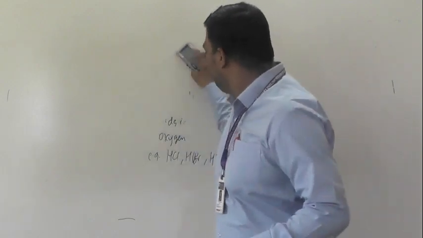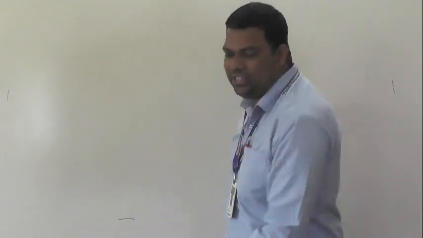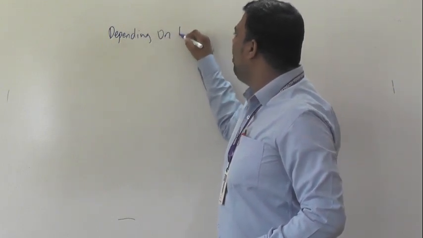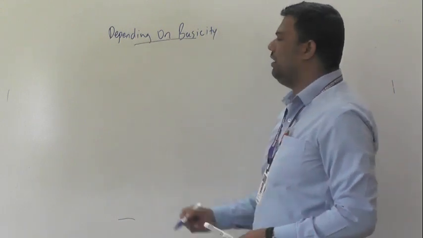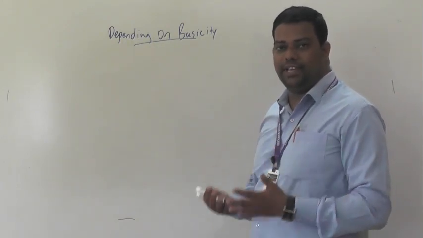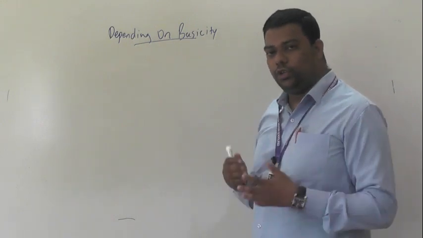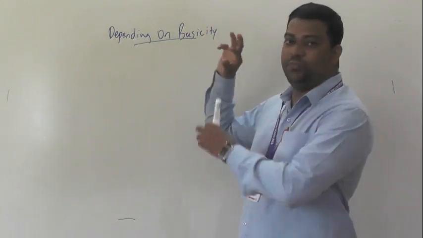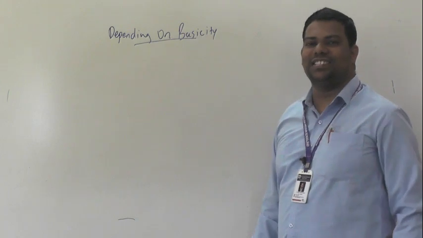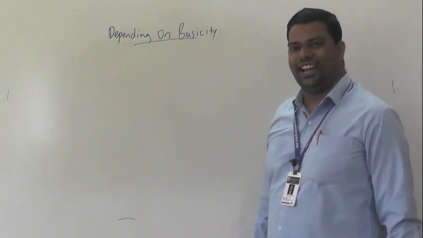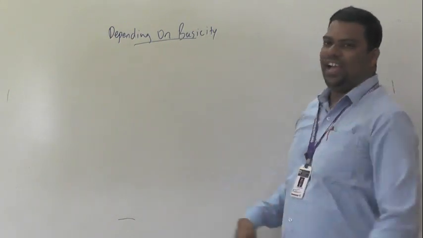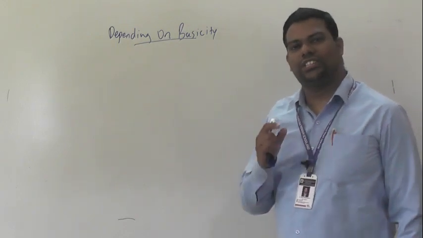Next, the last one, depending on basicity: monobasic acid, dibasic acid, tribasic acid. First we will discuss what basicity is. Basicity is the number of replaceable H plus ions. And acidity means the number of replaceable OH minus ions. We will discuss that in the bases part. First we concentrate on this: acids have basicity and bases have acidity. Keep this in mind.